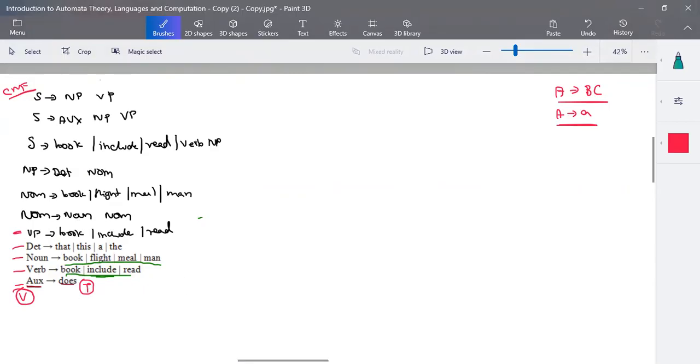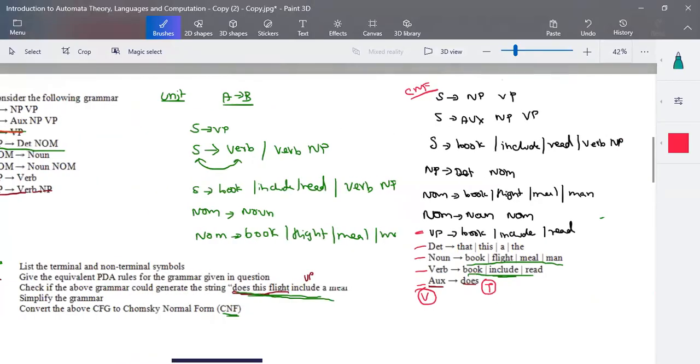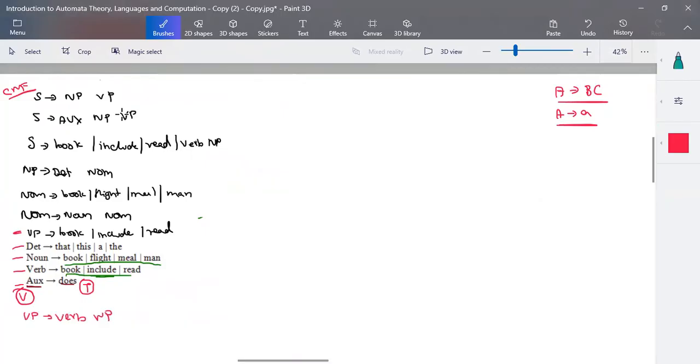Let me just check this VP alone once. I think I have missed one more production for VP: it is verb, noun phrase. Okay, a bit complicated here. When you are writing it, it is better you include all the productions and recheck it once. And see here for noun, you have book, flight, meal, and man, all single terminal symbols. So here also a variable tends to a single terminal symbol is done.